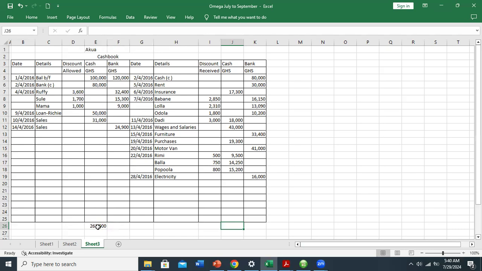That's what it's about. So for the discount allowed, the total is 6,300 cedis. And then the discount received is 12,010 cedis. Okay. Thank you, Prof. Frank.